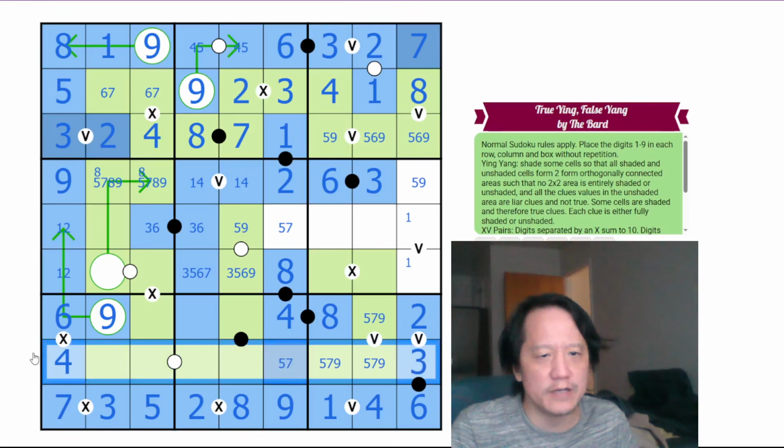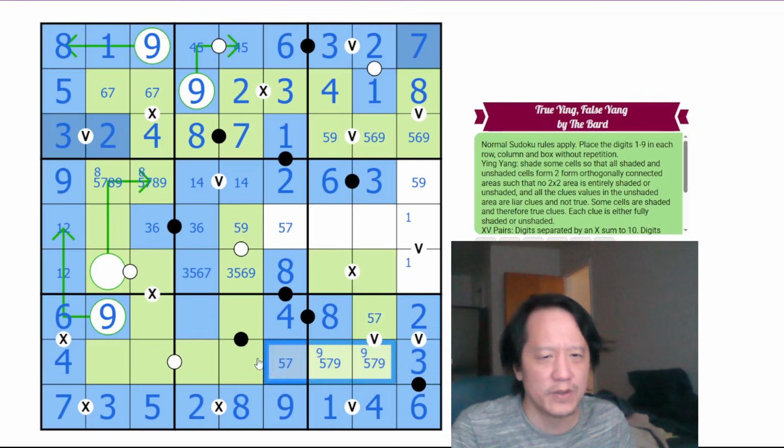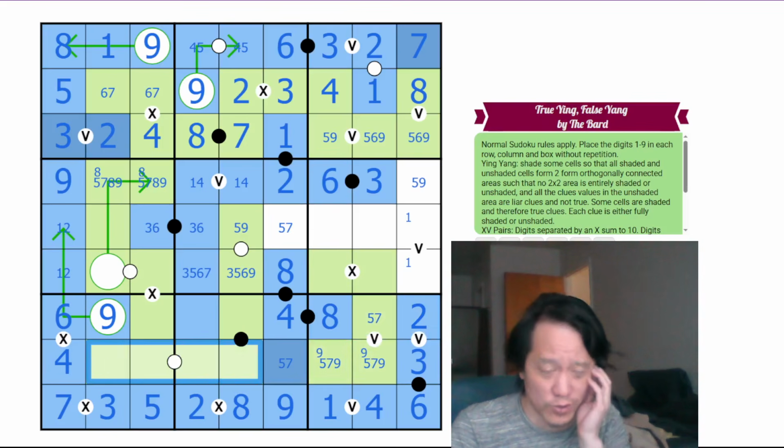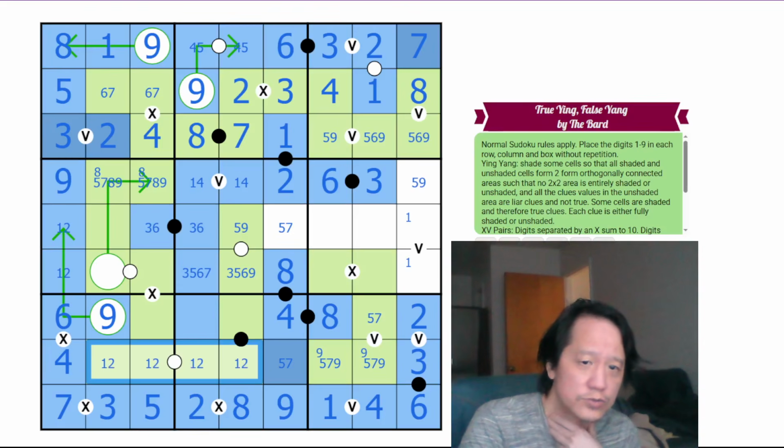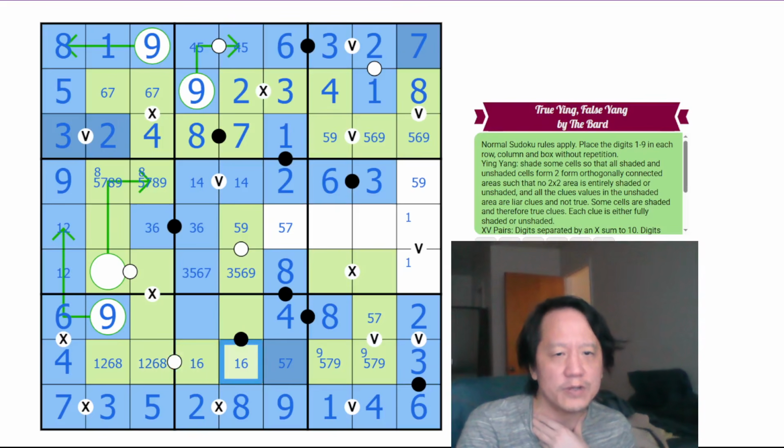So where's 9 in row 8? It has to be one of these two digits because of the 5, 7, 9 triplet here. That eliminates 9 in the rest of the box. Remaining digits of row 8 are 1, 2, 6, and 8. And 2 and 8 cannot be here because of 2 and 8 in the box. This is a 1, 6 pair. That eliminates 1 and 6 in the rest of the box.